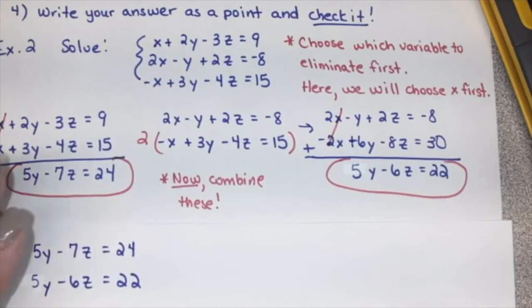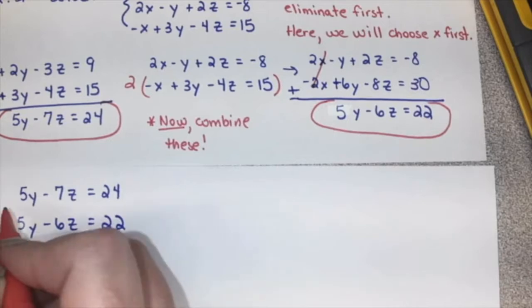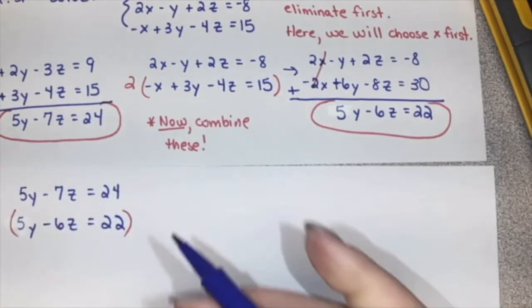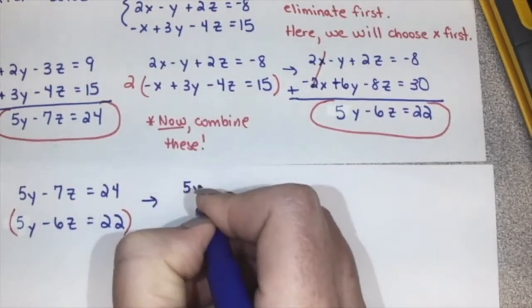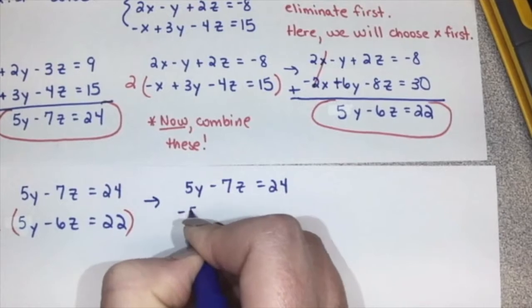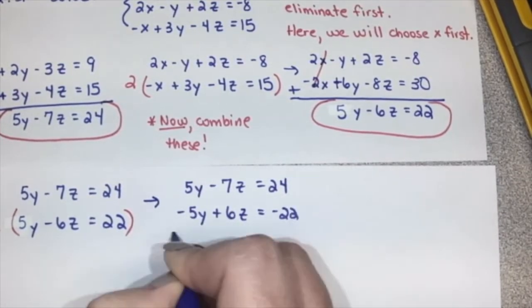So what would be really nice to have, so that y would get eliminated? Yeah, if one of them was negative 5, then we'd be good to go, right? It doesn't really matter which one you choose, but I'm going to choose this one. So I'm going to multiply this by negative 1. Note that's going to give me 5y minus 7z equals 24, and negative 5y plus 6z equals negative 22.